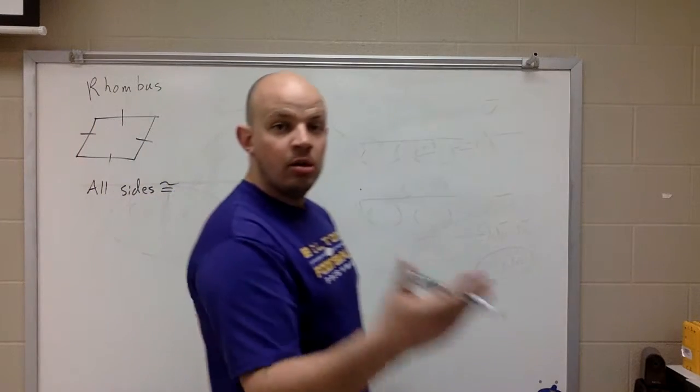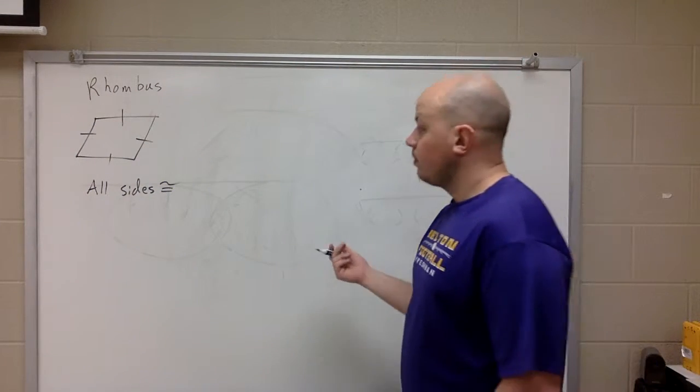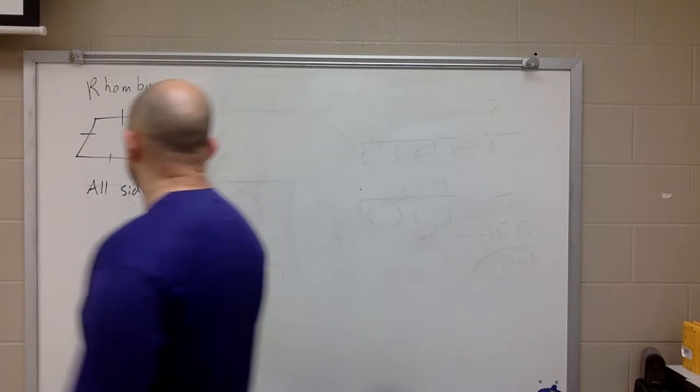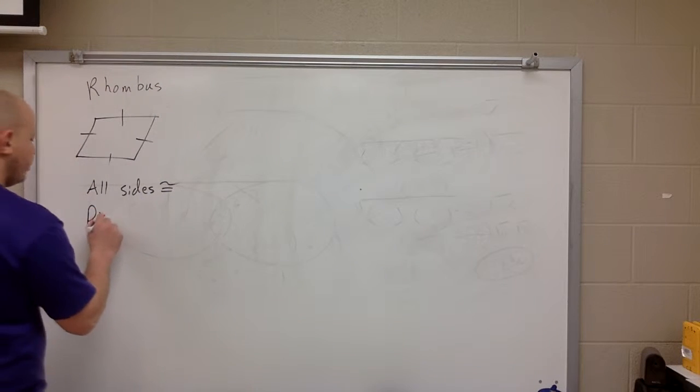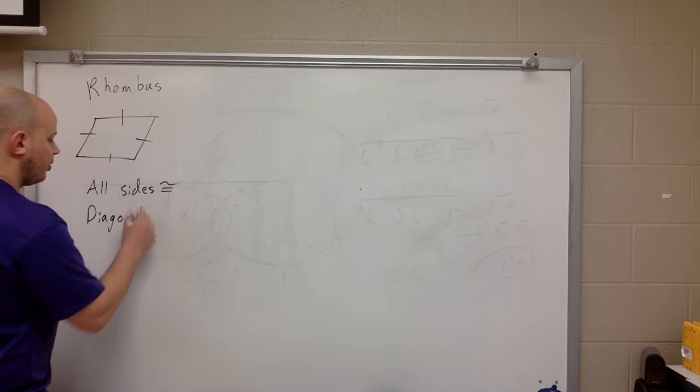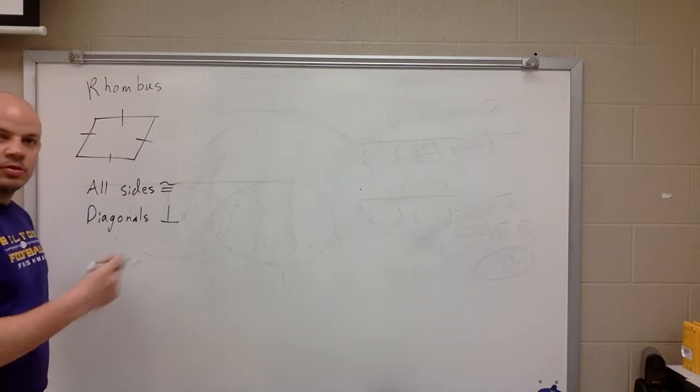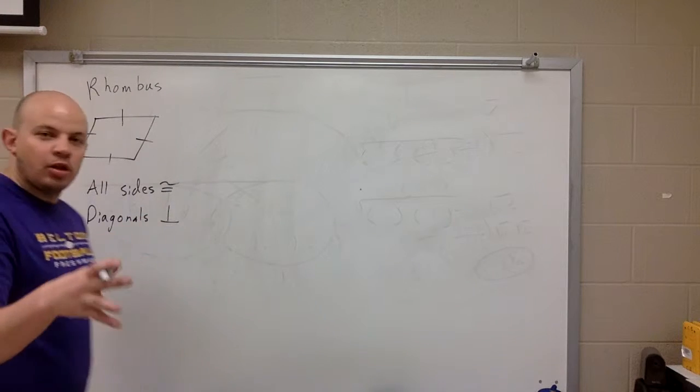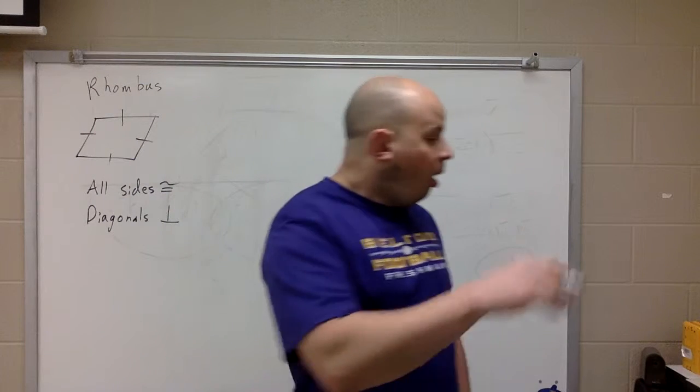Cool, cool. And then past that, what do I do? Oh, well, I mean, there's other things. So all sides are congruent. The diagonals are perpendicular, so opposite reciprocal slopes. Just flip it and change the sign.